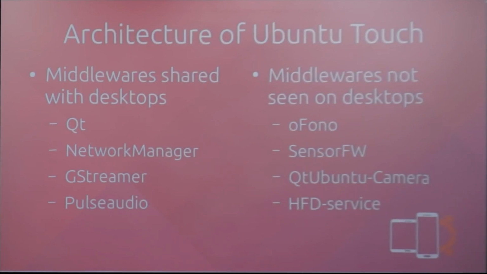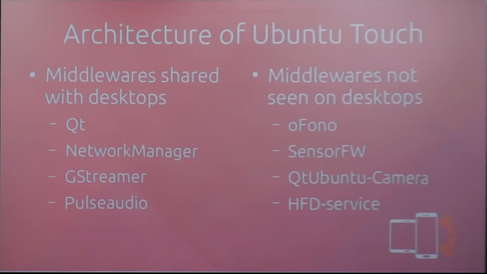And then with Network Manager we have modifications for it to work well with Ofono, our modem manager, instead of the more commonly used modem manager on desktop Linux and some other mobile OS distributions. And then on GStreamer we have a plugin which allows applications to connect to the Android hardware acceleration layer, and the same goes for PulseAudio, for which we have a plugin for accessing audio hardware.